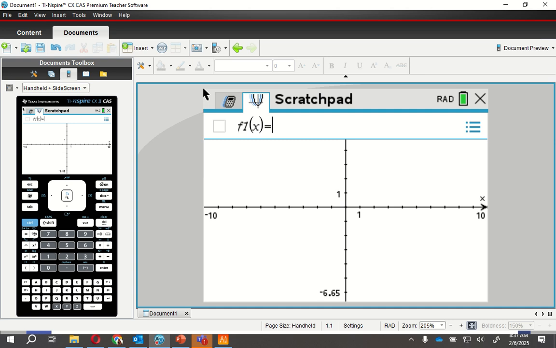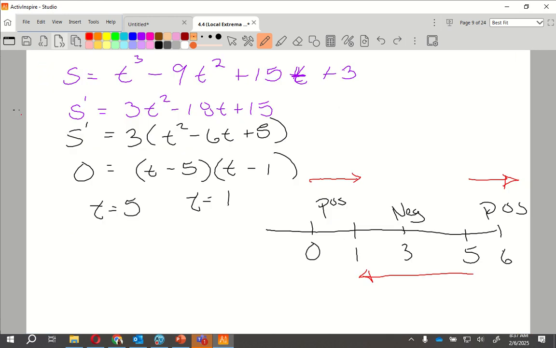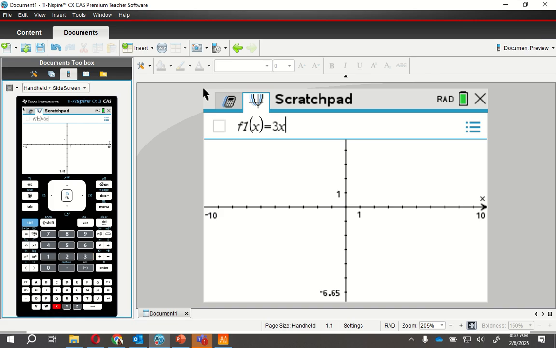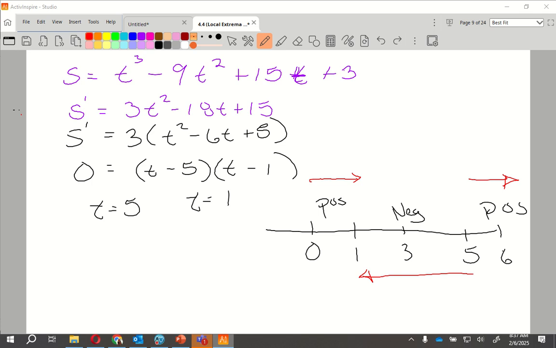Trying to remember what it was. Let's start with the position. No, actually, let's not do the position. Let's do the velocity, because otherwise I don't want to confuse you. And there we go. All right, 3t squared minus 18t plus 15, I think.